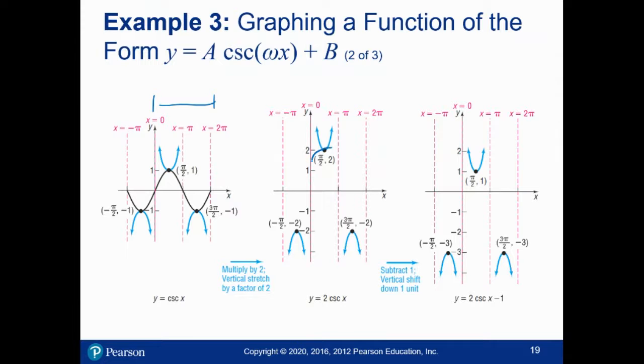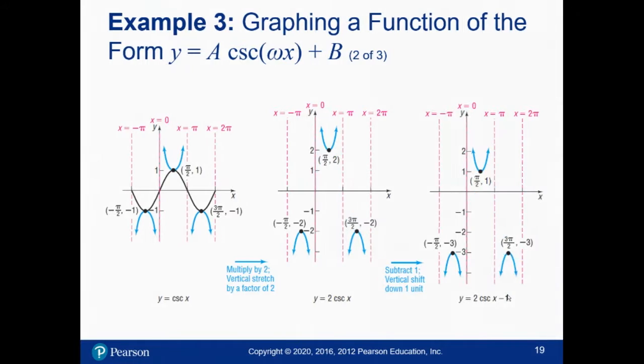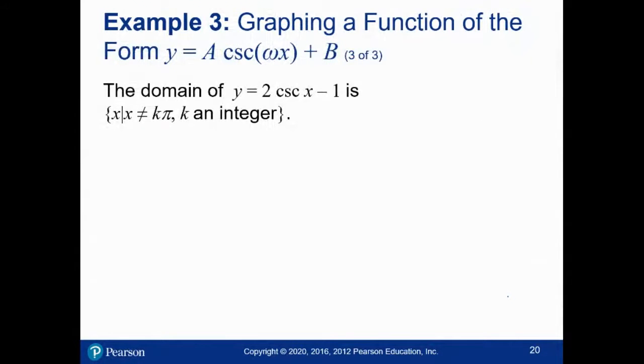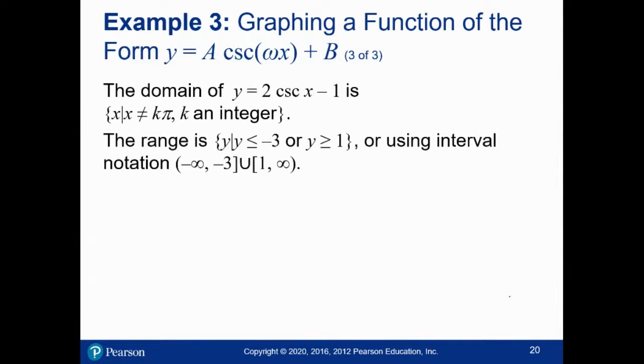That does change the heights of these extremal values, but it doesn't change the vertical asymptotes, and the picture is fundamentally not that different. But then when I shift them down by 1, we get new heights here. But again, the vertical asymptotes haven't changed. So the domain is unchanged, everything except multiples of pi. But the range is now everything less than or equal to -3 or bigger than or equal to 1. Okay, so that's exactly what we found.